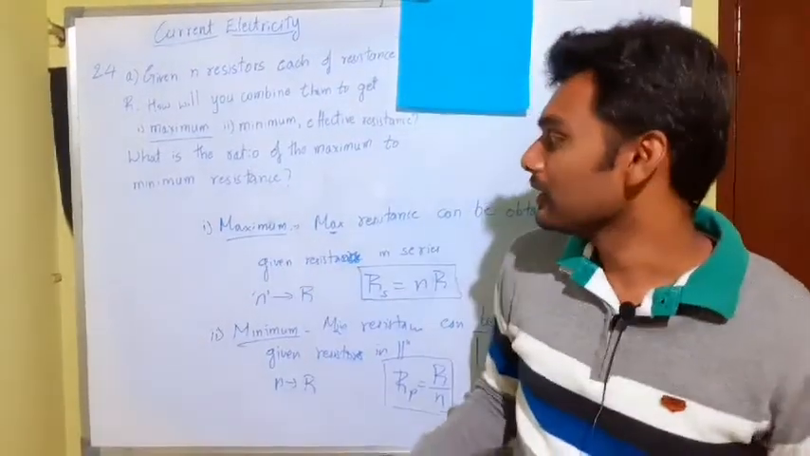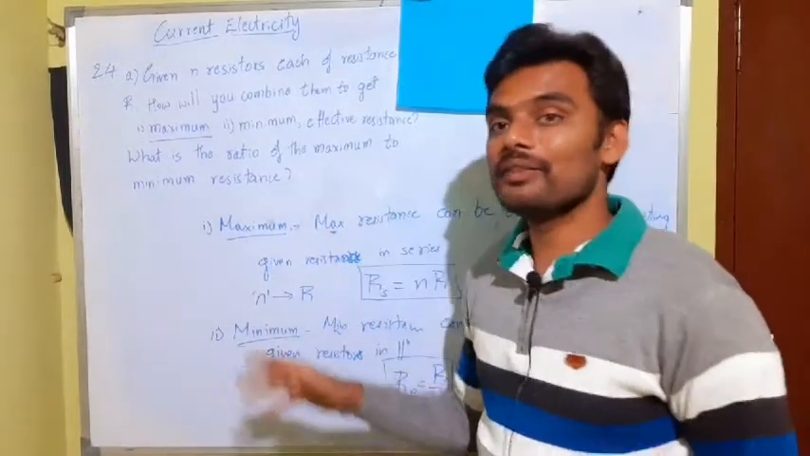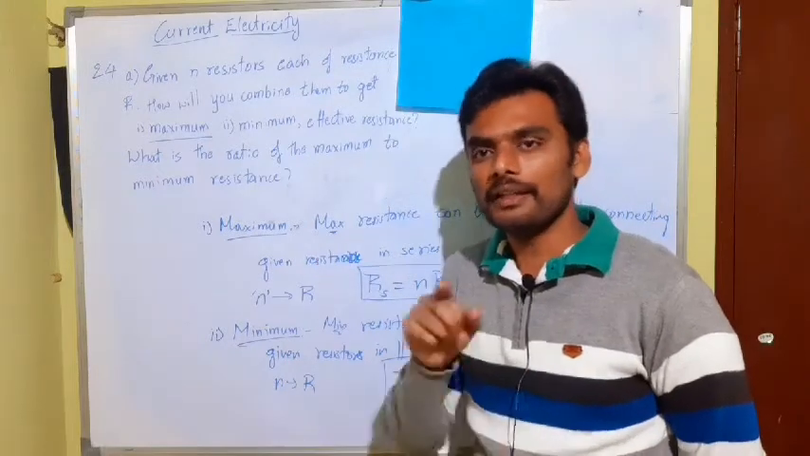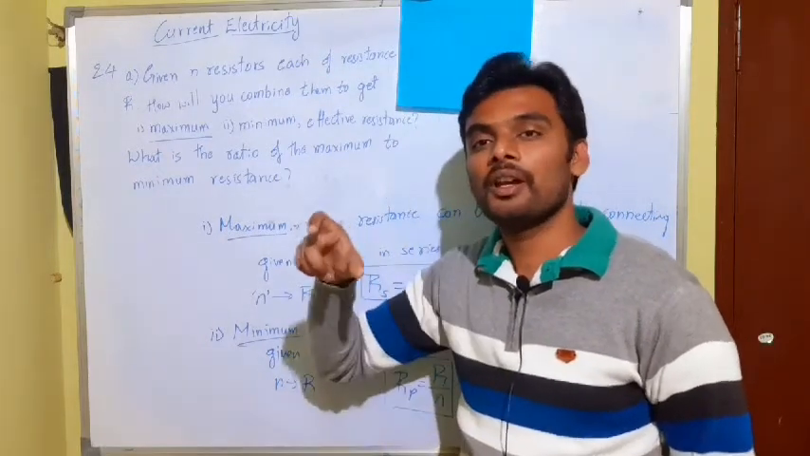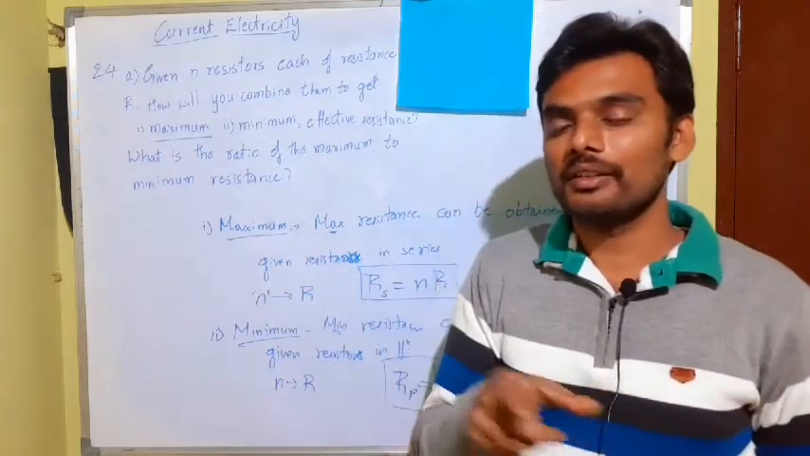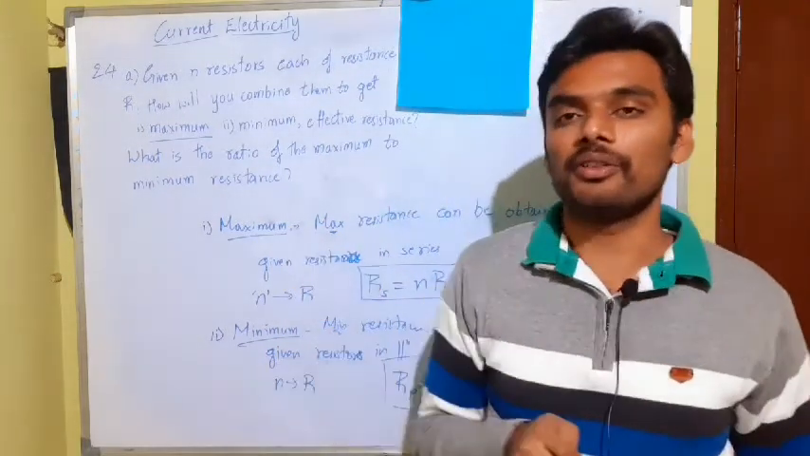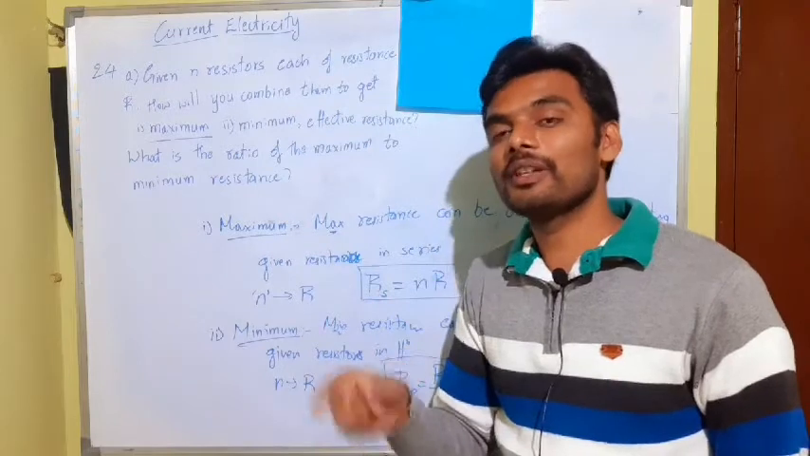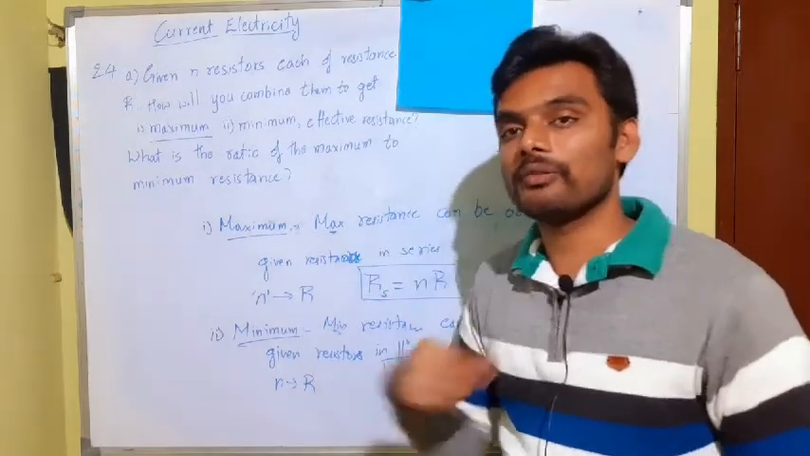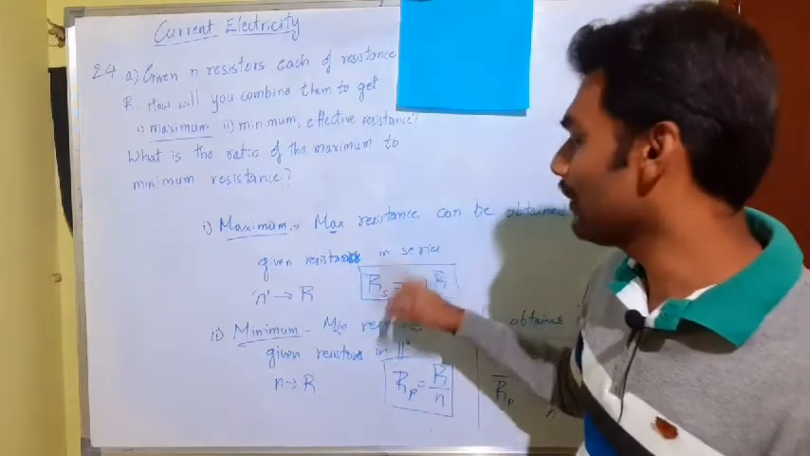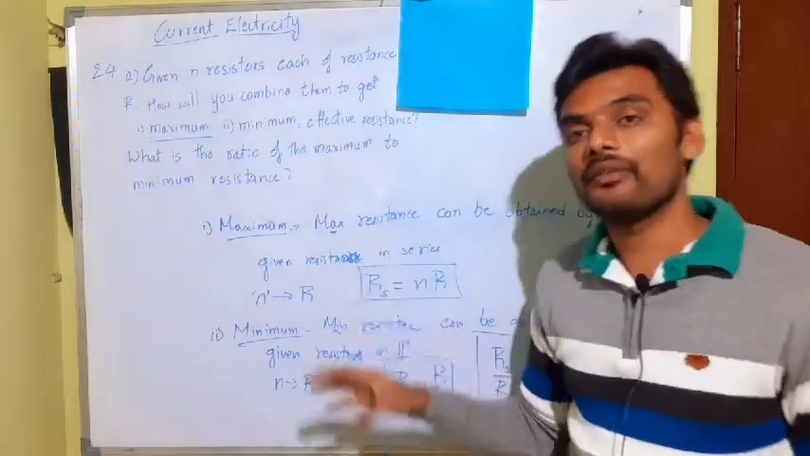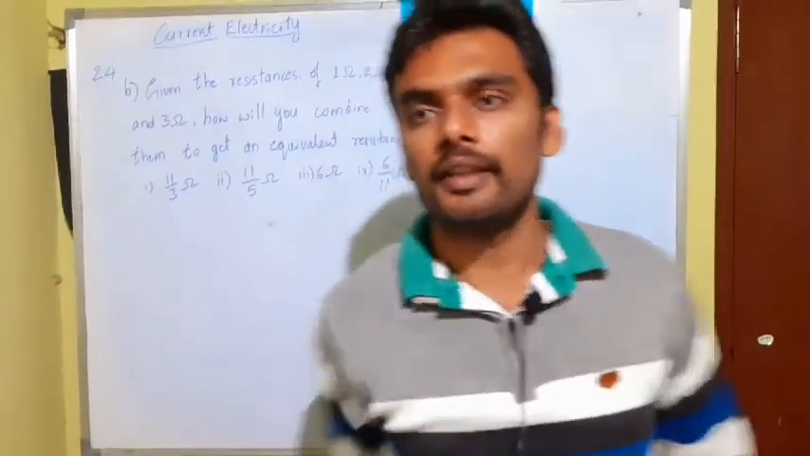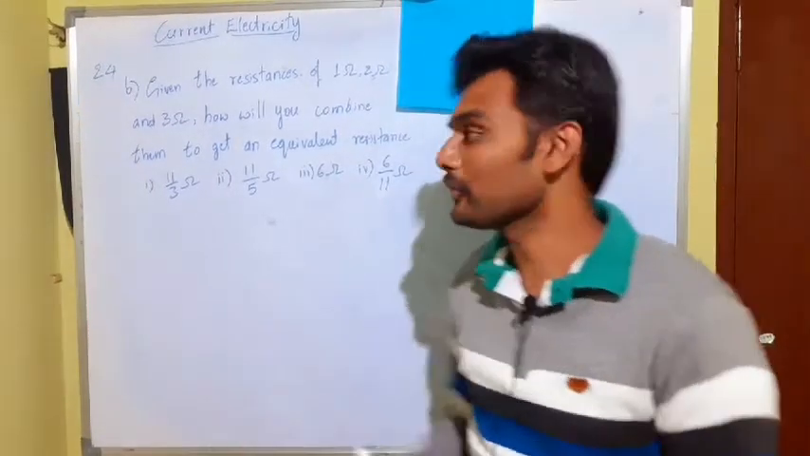One more important thing here: even if you are not given equal resistors, say you have resistors of 1 ohm, 2 ohm, 3 ohm, even in this kind of situation, if you connect all of them in series, those three put together will give you maximum resistance. You connect all of them in parallel, 1 parallel with 2 parallel with 3, that combination will give you the least possible resistance out of the combination. So this law is valid even when you do not have equal resistors given. Clear with that? Okay, the next part of the 24th question is as follows. Part B.